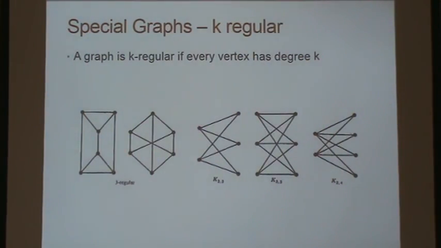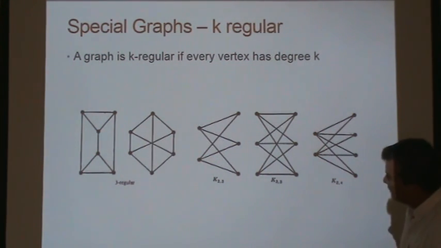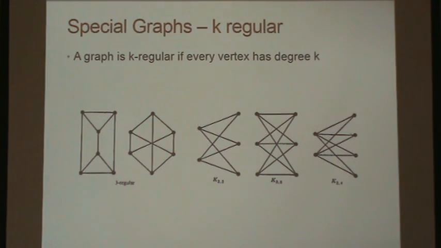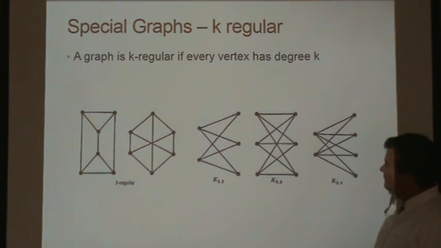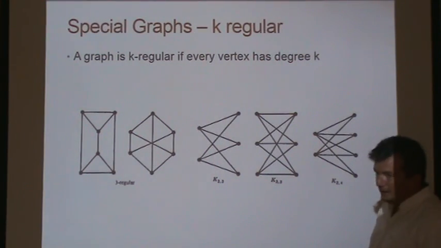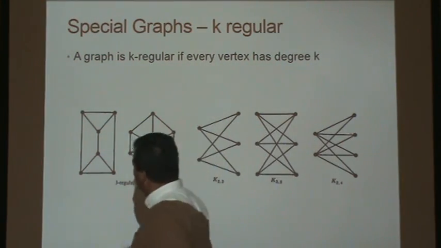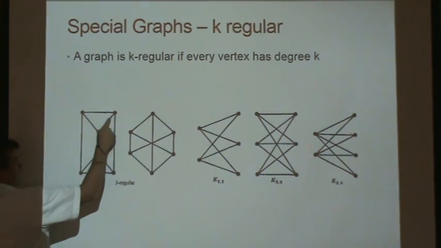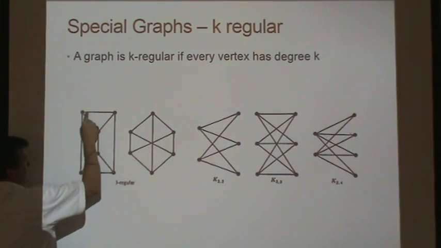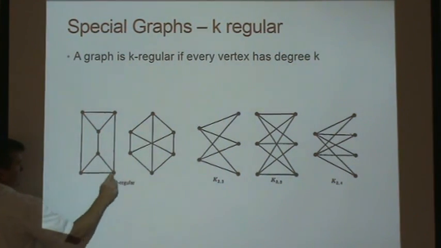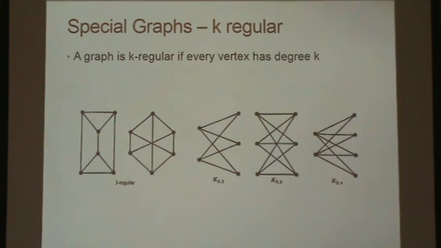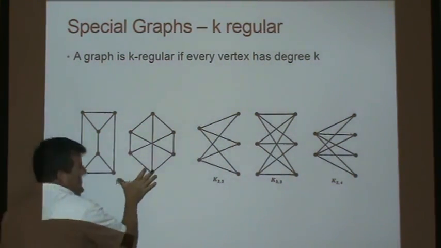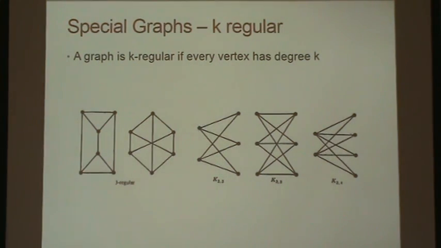Okay. Then a couple of other definitions that come up somewhat often in computer science: a graph is k-regular if every vertex has exactly degree k. So for example, these two graphs are 3-regular because every vertex is degree 3. 3, 3, 3, 3, 3, 3. Every vertex has 3. Same thing here. So these are 3-regular.